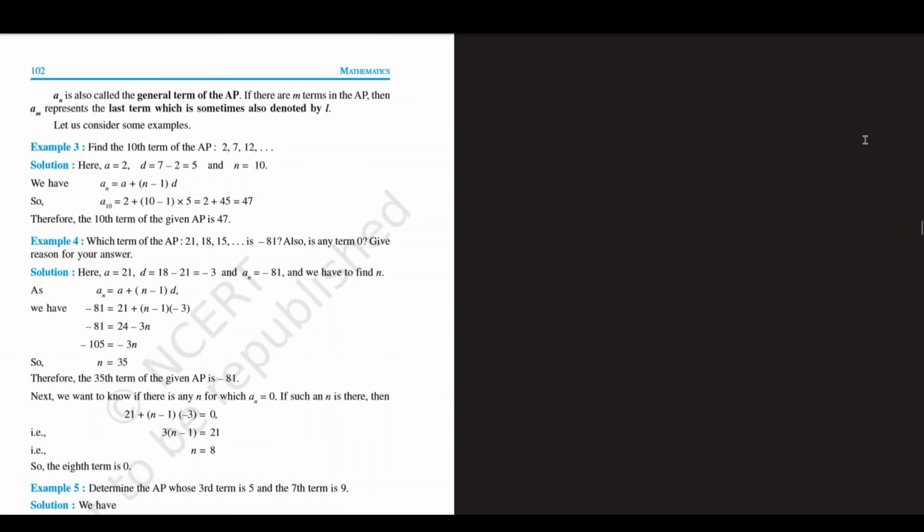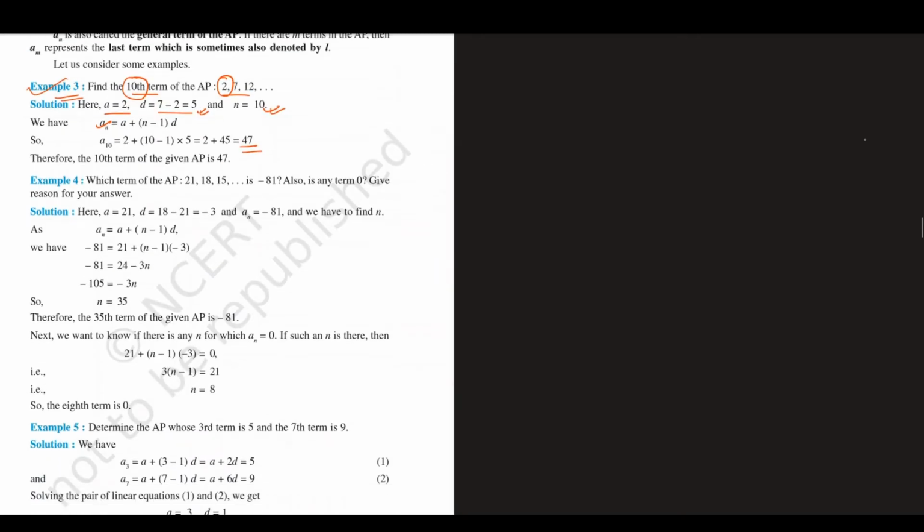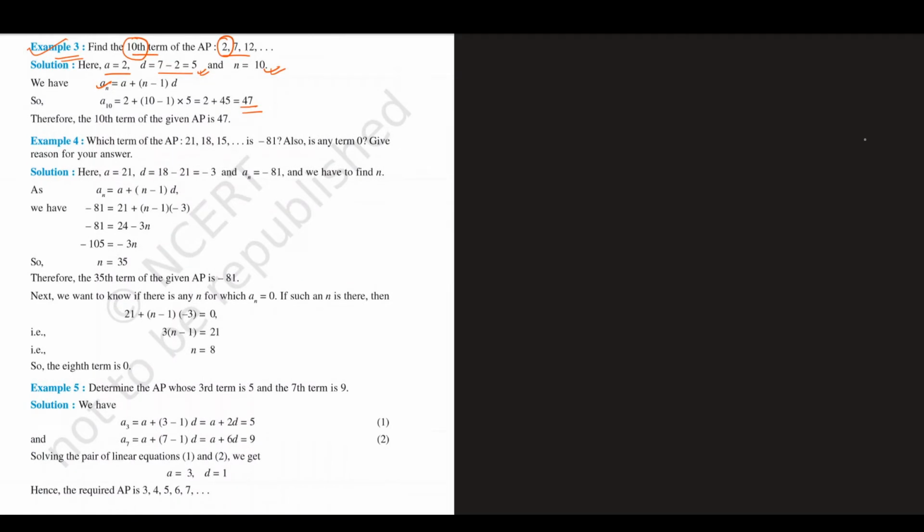Okay, so we have to do these examples. So the third example is find the 10th term of an AP. This is the AP. In this the first term is 2 and difference is 7 minus 2, which is 5, and 10th term means n is 10. So just put the values and we will get 47. So this is done.